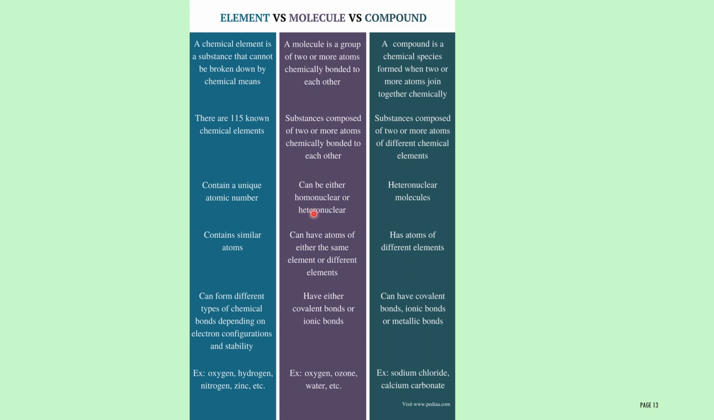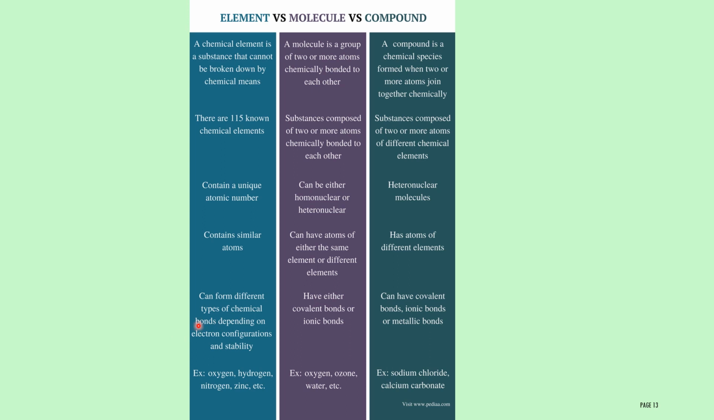What is meant by homonuclear? Homonuclear is made up of the same kind of atoms. Heteronuclear means it is made up of different kinds of atoms. A molecule may be homonuclear or heteronuclear, but a compound must be heteronuclear, meaning it must be made up of different types of atoms. An element contains similar atoms. Molecules have atoms of either the same element or different elements. I told you a molecule is a combination of two or more different atoms. A compound has atoms of different elements.